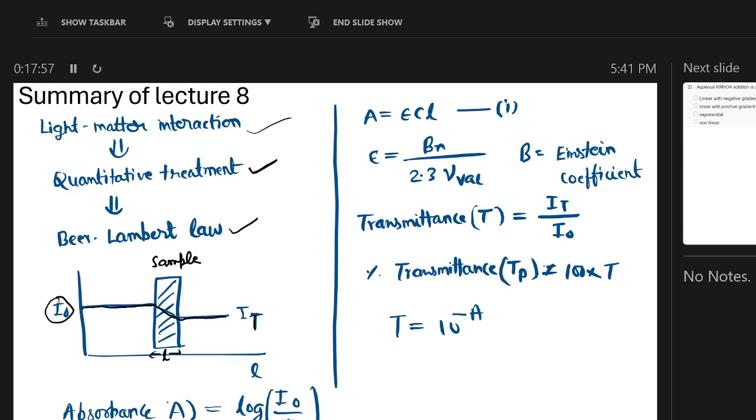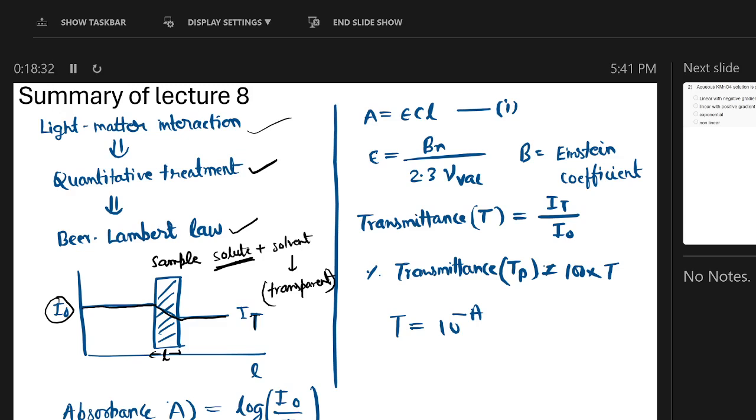In the sample we have two things, solute plus solvent, and this solvent is transparent. What is the meaning of this? This solvent will not absorb any of the light, so all the light is being absorbed by the solute molecule. So in that case the absorbance is given by this expression, log I naught by I T.